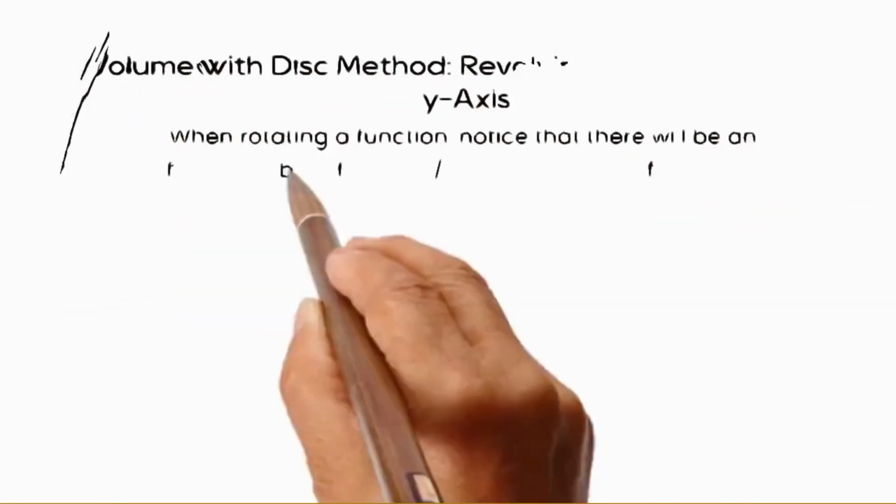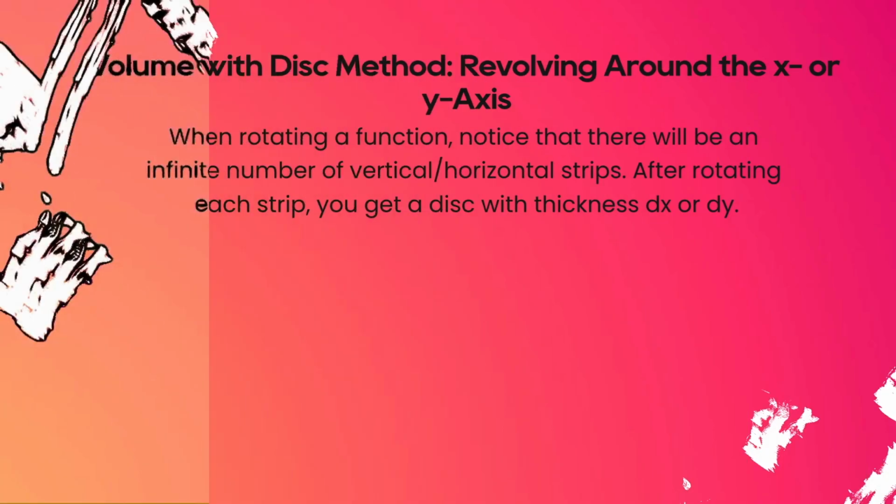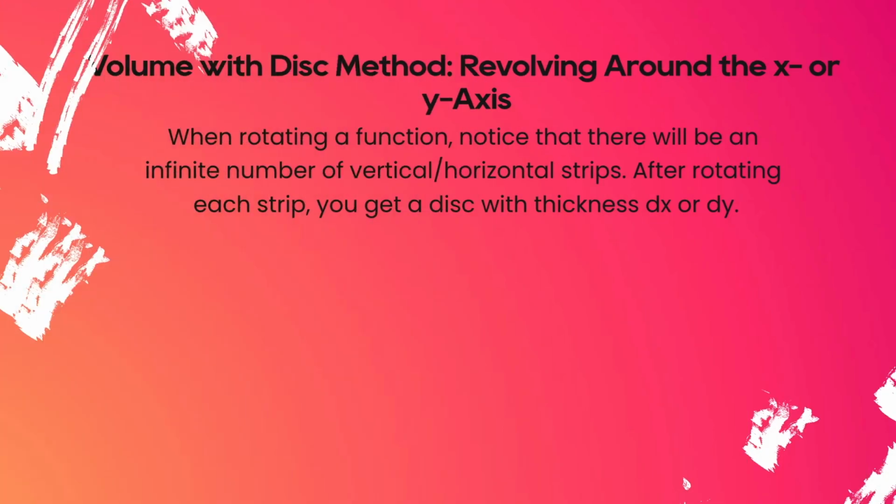Now volume with disk methods, revolving around the x or y-axis. Now this is super important. When we rotate a function, notice that there will be an infinite number of vertical or horizontal strips, super thin ones. So basically you have to visualize rotating each strip, and then you can get a disk with thickness dx or dy. So if you're rotating around the x-axis, the thickness will be dx, and if you're rotating around the y-axis, the thickness will be dy. So basically try to visualize it, and I'll be showing you an animation to help you visualize it.